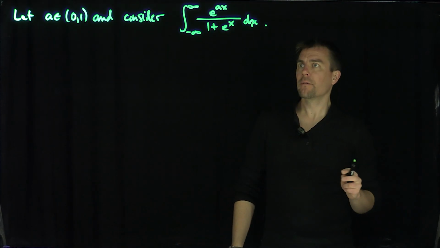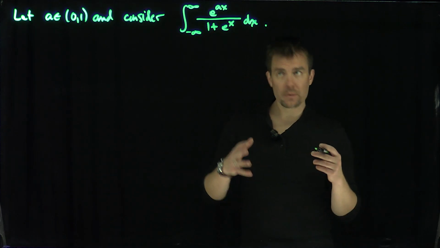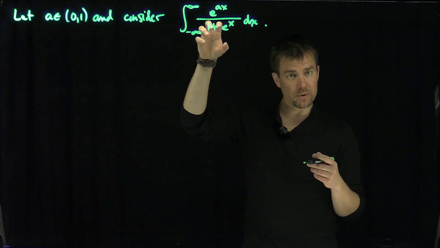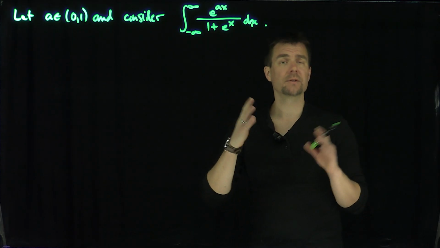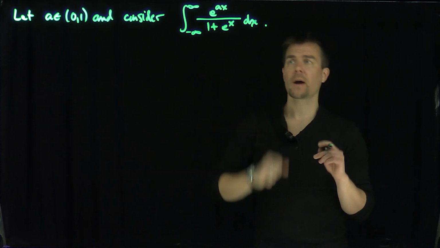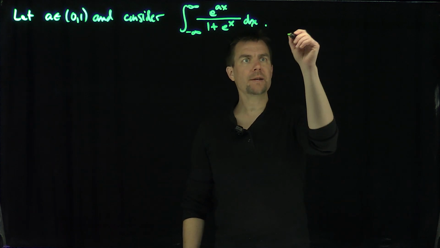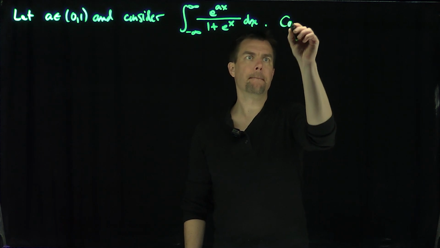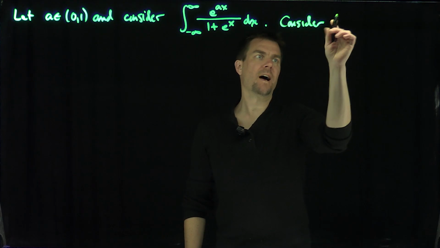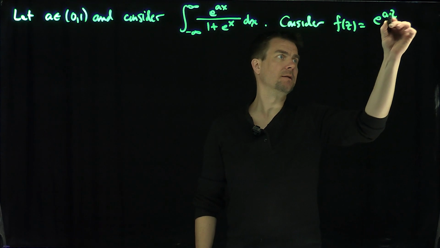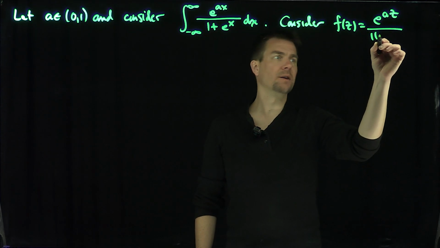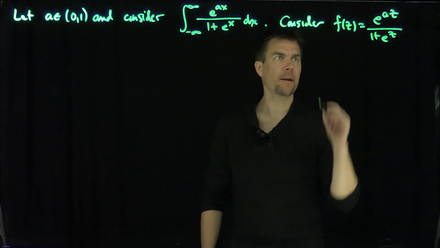Let's do our standard thing. We're going to introduce a complex valued function which agrees with this function on the real axis, and then look at a contour that encapsulates at least one singularity of this function. Great, let's do it. So let's consider f of z, which is e to the az over 1 plus e to the z.